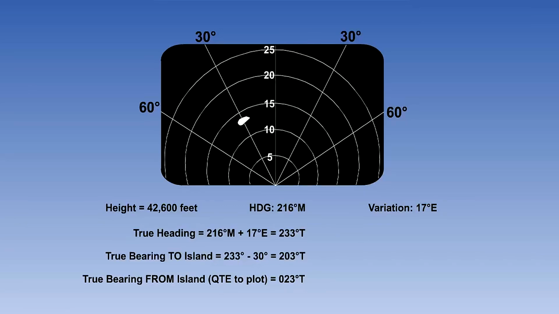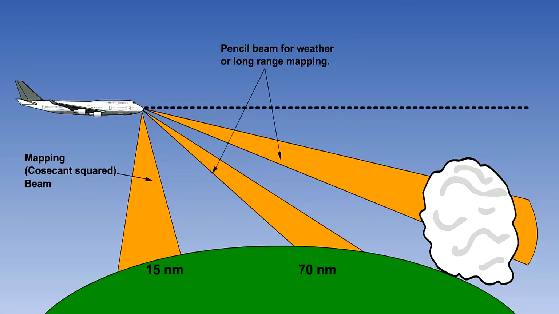The other calculation which can be made is to find the ground distance to the feature using the Pythagoras theorem, namely that in a right-angled triangle, the square of the hypotenuse is equal to the sum of the squares of the other two sides. The minimum or maximum mapping range depends upon the aircraft's height and the type of terrain, but minimum range is about 15 nautical miles and maximum about 70.